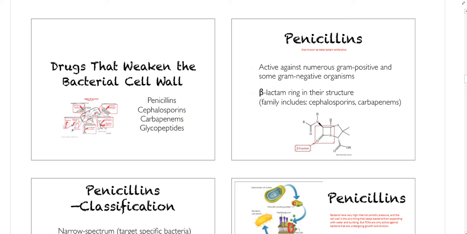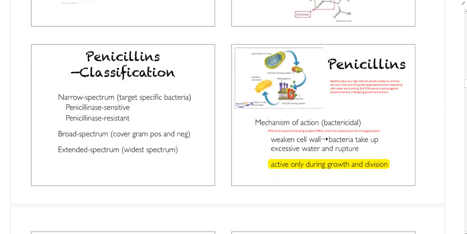Everything here, except for the glycopeptides, has what we call a beta-lactam ring, which is just this kind of chemical ring. I don't know why it's called this, but it's a beta-lactam. So anything with this nitrogen square with an oxygen double, I didn't do chemistry. This guy here, beta-lactam ring. A lot of the penicillins are going to be active against gram-positive and some gram-negative organisms, and they are pretty good.